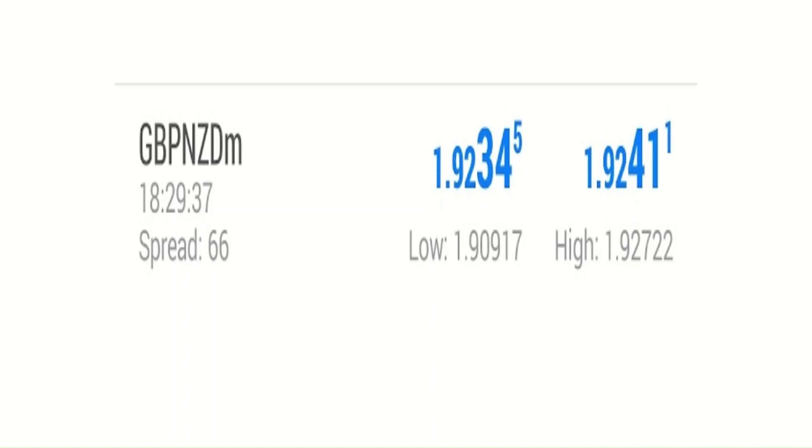But for pairs that people don't trade a lot, such as GBP NZD, AUD NZD, and some other pairs, the spread is usually a bit high. So don't be surprised if you see some pairs that have a significantly higher spread than some other pairs. But you don't have to worry about that. The difference is not usually very much.